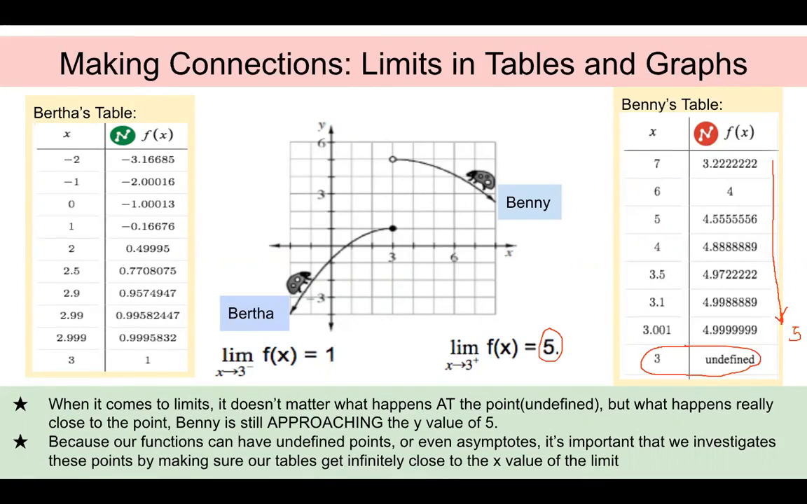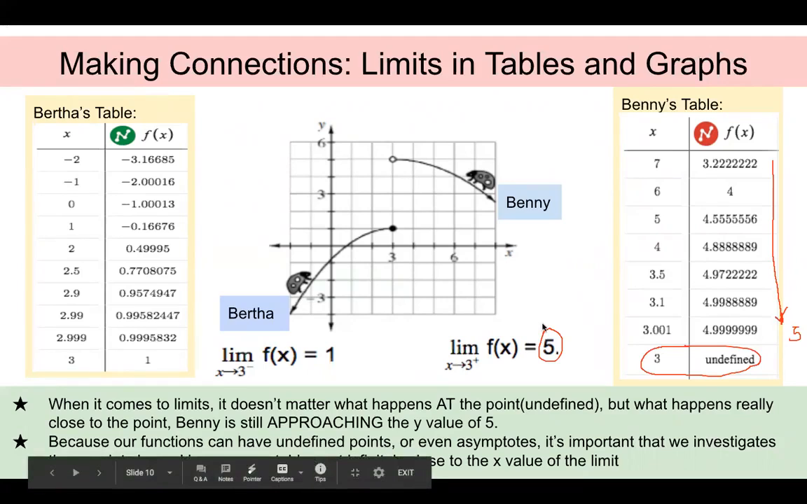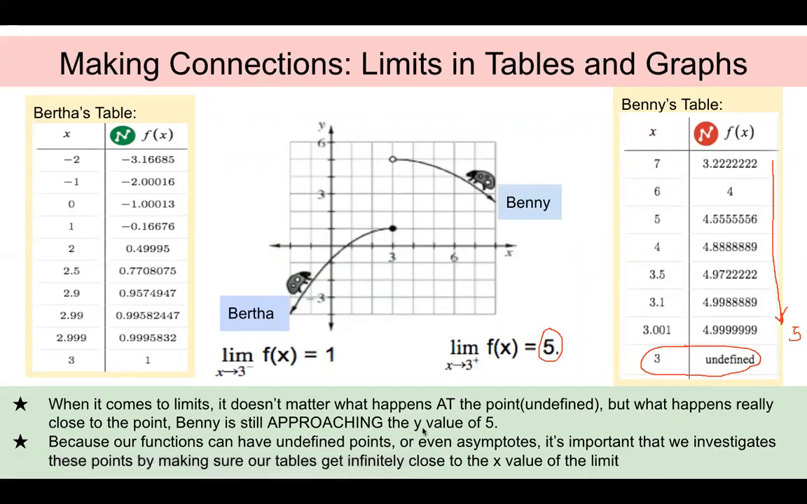Because our functions can have undefined points or even asymptotes, it's important that when we investigate limits using a table, we make sure that our tables are getting really, really close, or you could use infinitely close, to the x value of the limit. So that's why I'm doing this. That's why these points are starting to get really, really close to 3, because I'm trying to investigate what's happening around 3, not at 3.